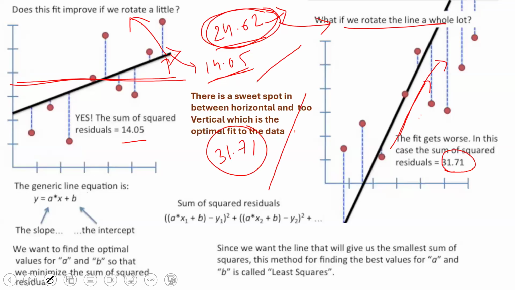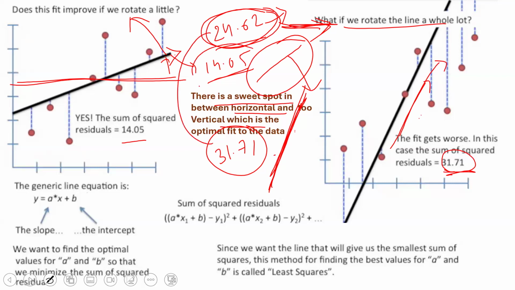What you have to understand is that there is a sweet spot between horizontal and vertical. That would be the optimal fit for the data. If you consider the horizontal, that is the mean, and if you go too vertical, the sum of squared residuals gets too high, even higher than the mean. But in between these two, for some rotation between horizontal and vertical, we get the lowest sum of squared residuals. That is the sweet spot, considered the optimal fit for the data.